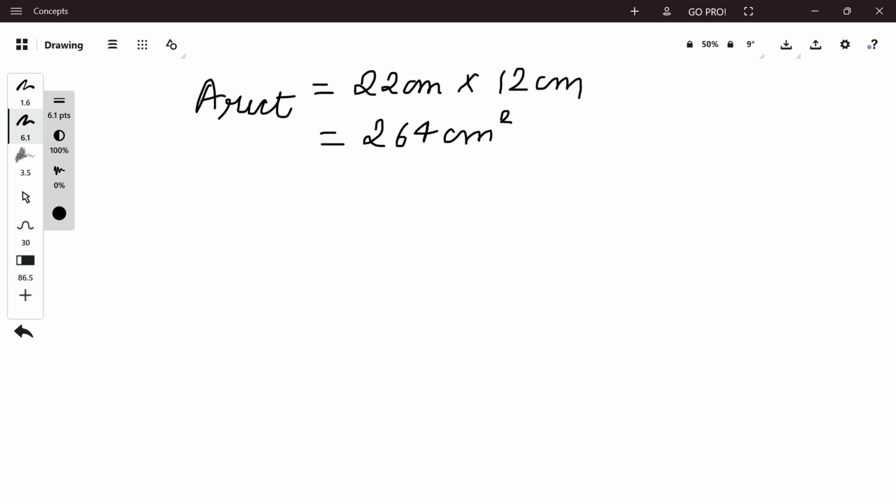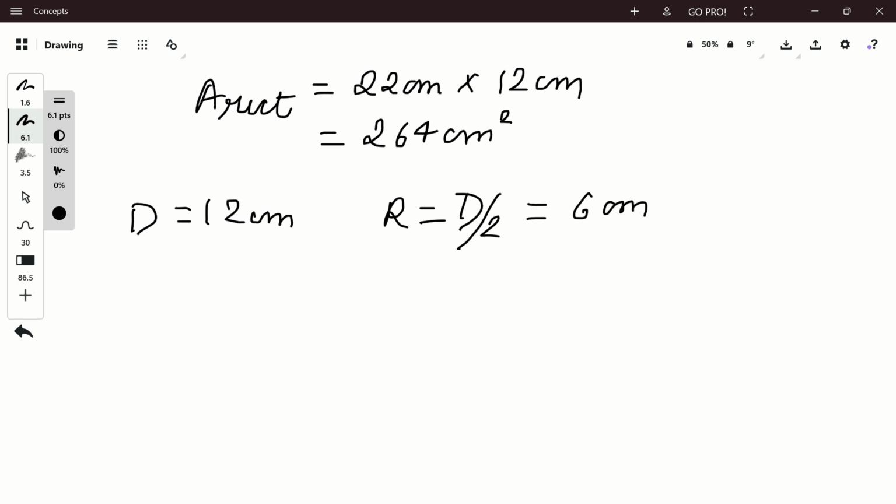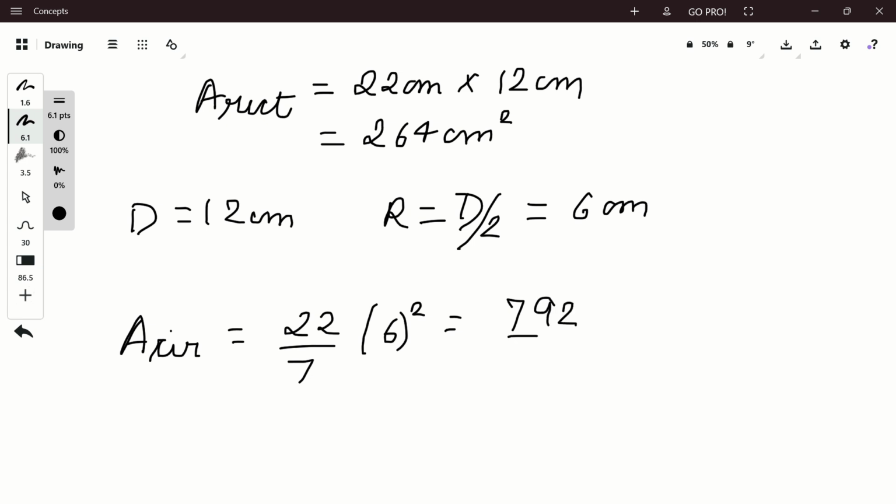The maximum possible circle cut from the rectangle will have a diameter equal to the smaller dimension of the rectangle, which is the width. Hence, the diameter is equal to 12 centimeters. So, radius, which is equal to d by 2, is equal to 6 centimeters. Calculating the area of the circular piece, area of circle is equal to pi r square, and using pi as 22 by 7, we have 22 upon 7 into 6 square, which is equal to 792 upon 7, which is equal to 113.14 centimeter square.